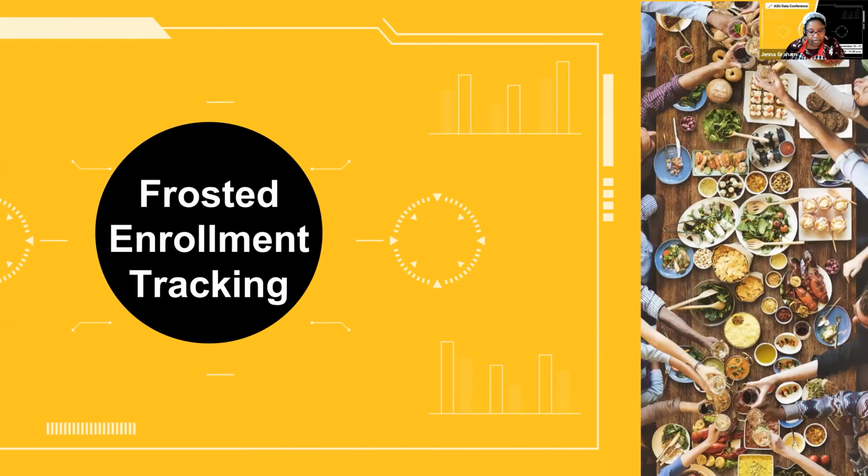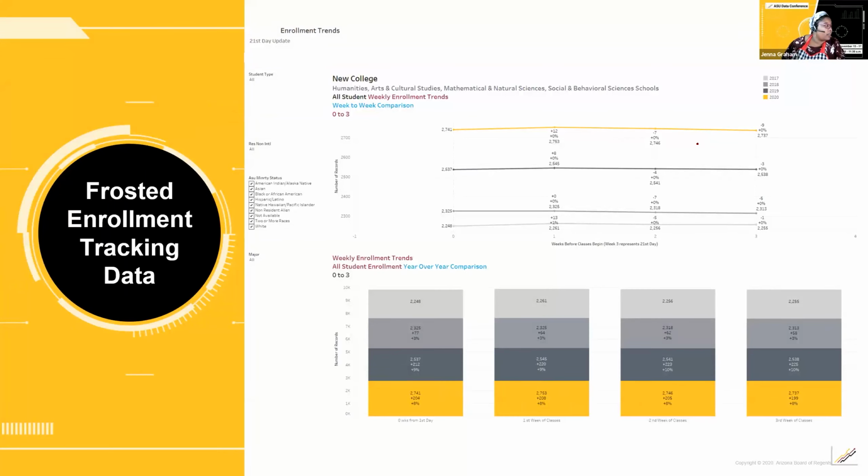Our frosted enrollment tracking dashboard is our last dessert. What that is doing is taking the weekly enrollment tracking report, and we are looking in the top at the week-to-week comparison. We're looking at the first 4 weeks, 3 weeks of school. So the first week of school, which is week 0, 1 week after school, 2 weeks, and then 3 weeks.